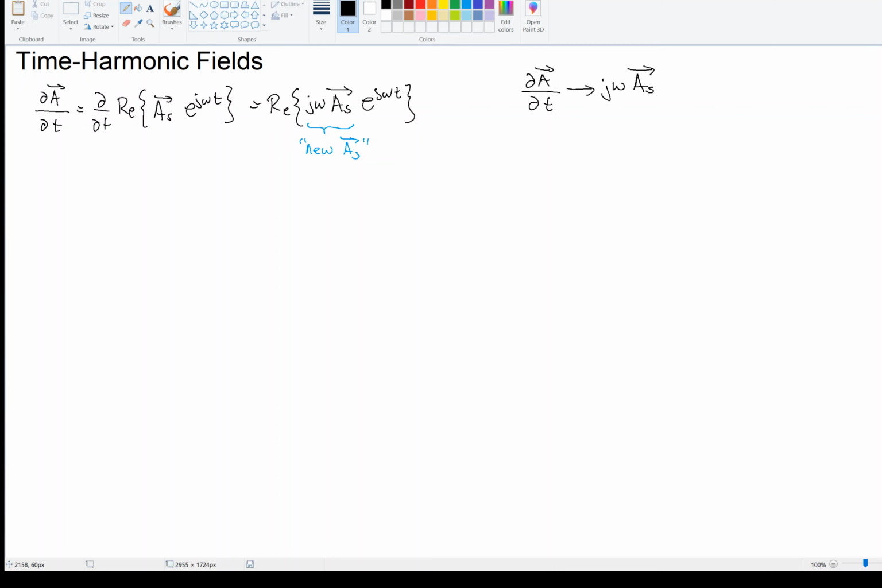That's interesting. And similarly, you can show that when you integrate a time harmonic field over time, you get the old phasor divided by j omega. And so we can conclude that differentiation in time is multiplication by j omega in phasor domain, and integration in time is division by j omega in phasor domain.